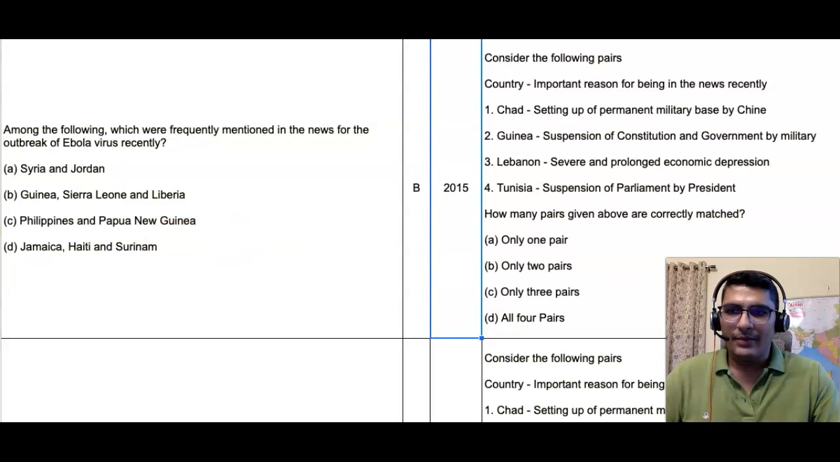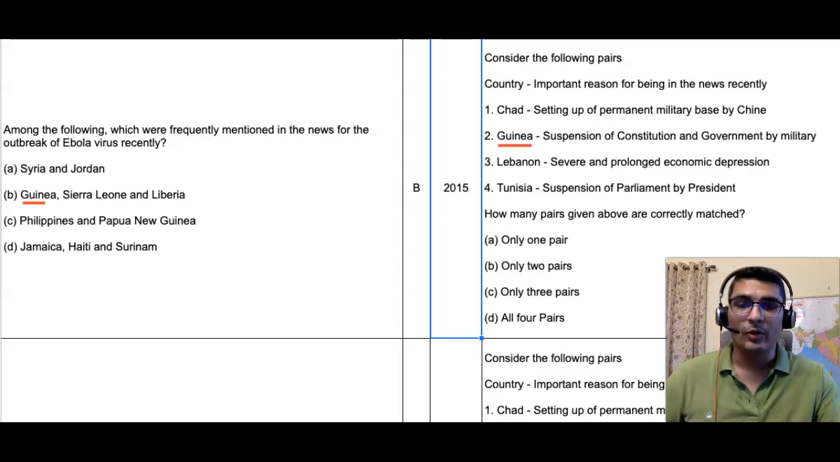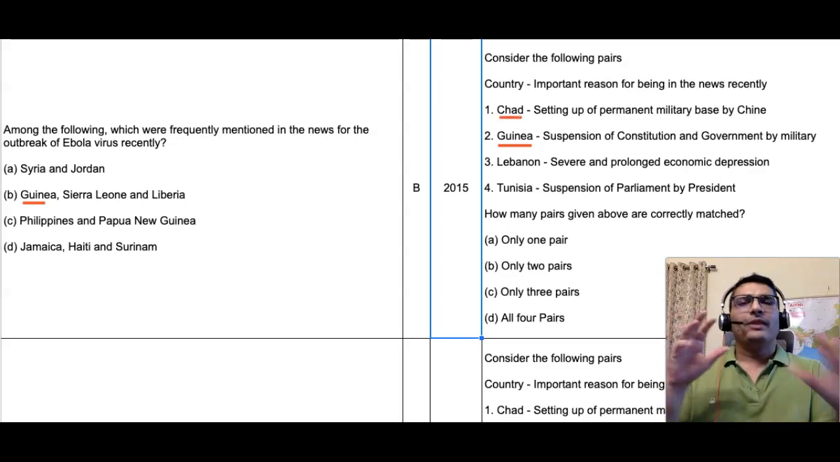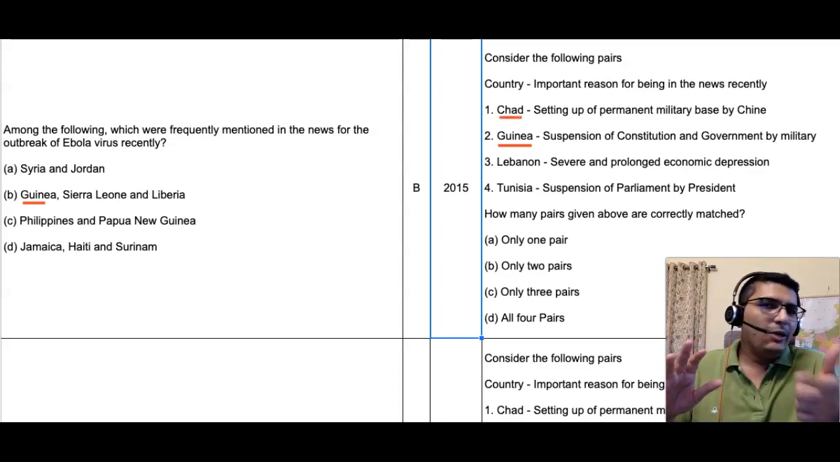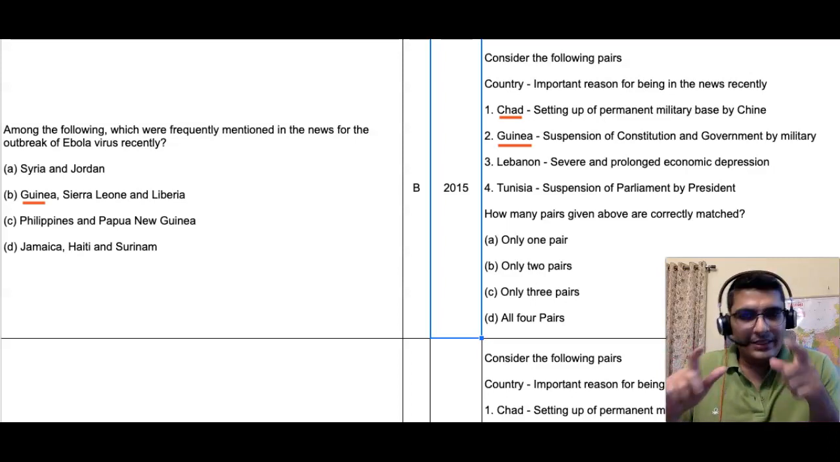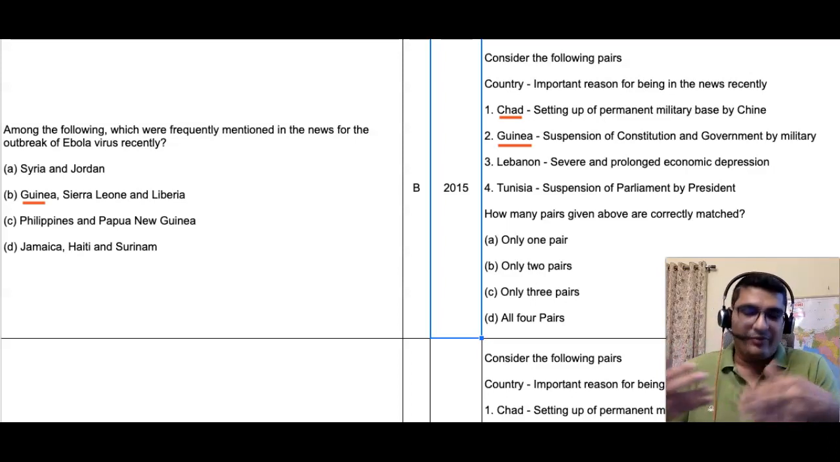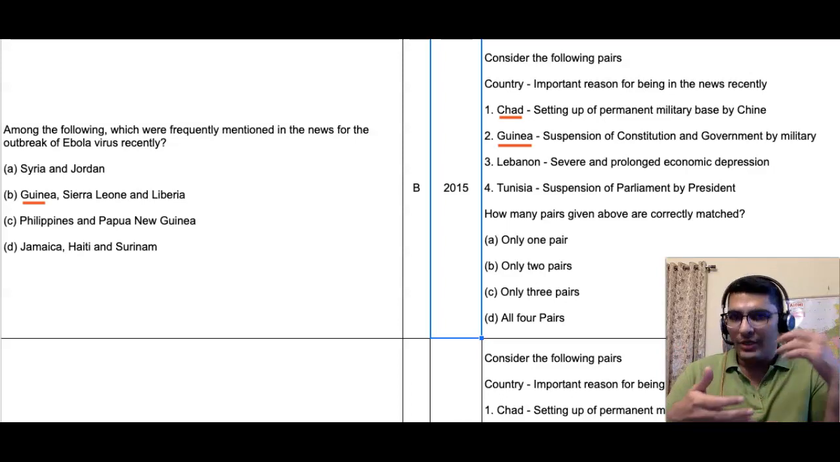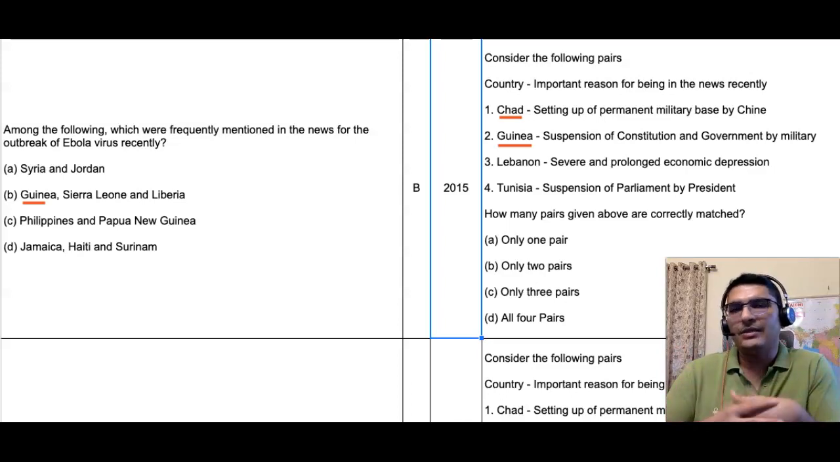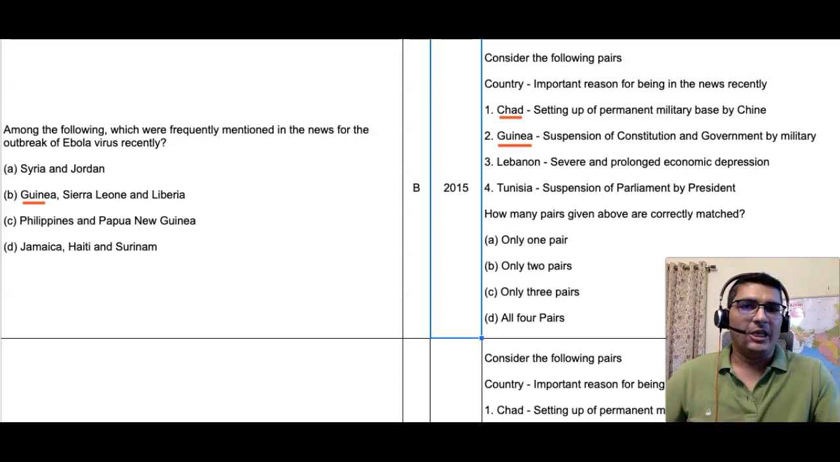Look at the Bravo option, Guinea, right? Guinea, second option, second entry of 2022. Also in one of the other PYQs, Chad also is given. So none of the countries mentioned in 2022 are new. These countries have already been asked, but of course this is a current affairs question, so the context in which these countries will be asked will of course change.